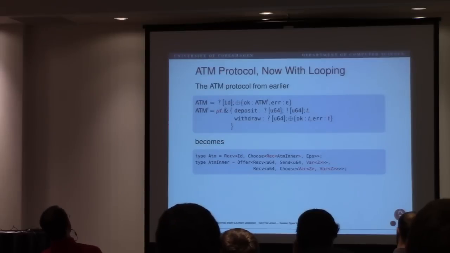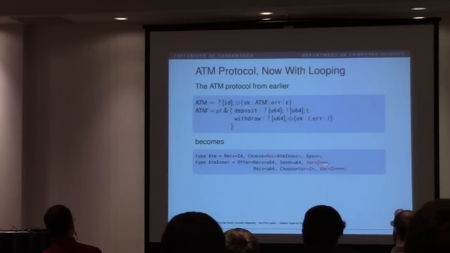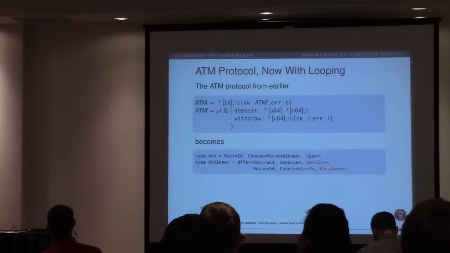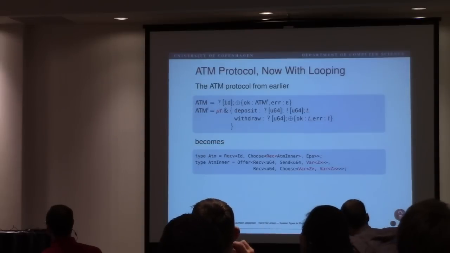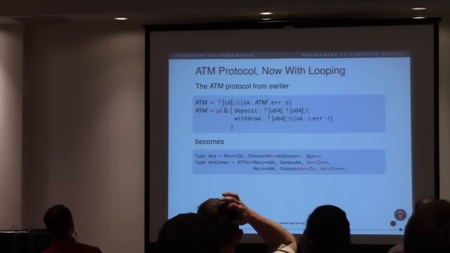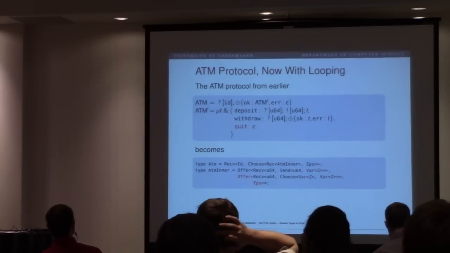In our Rust version of this protocol, it looks like this, and the var z refers to the innermost rec, which is this one. That's the Peano number, or De Bruijn index encoding of that. It's not necessarily very pretty, but it works.